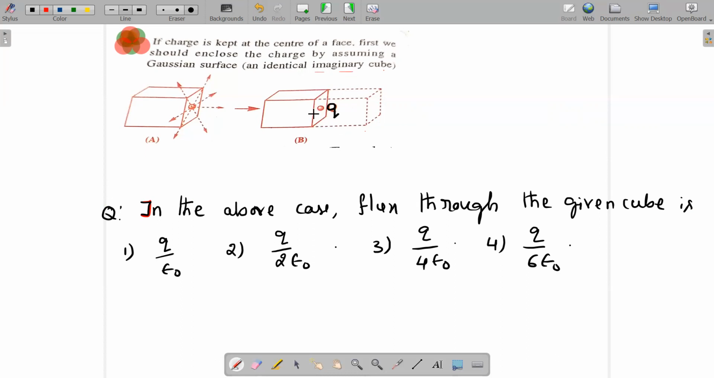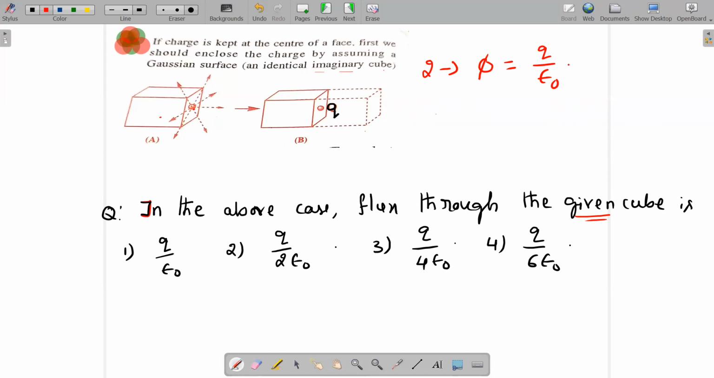Now the entire flux coming out is enclosed by these 2 cubes. How many cubes? 2 cubes. So the total flux phi passing through 2 cubes is equal to 1 by epsilon naught times the charge, or Q by epsilon naught. Whereas we are asked to find the flux through the given cube. Through the 2 cubes it is Q by epsilon naught, so through only 1 cube, half of the flux will pass. Is that clear, guys? Half means 1 by 2.